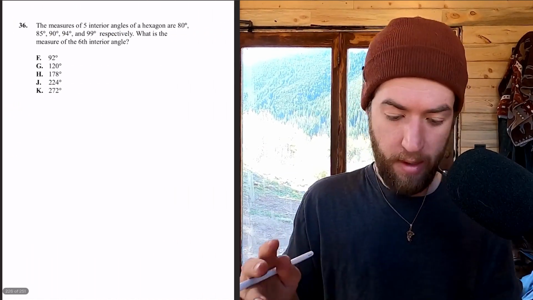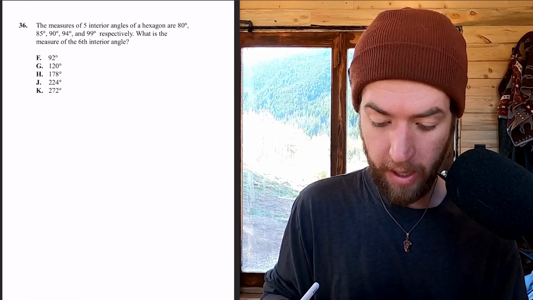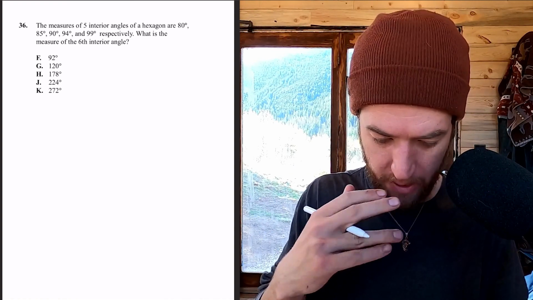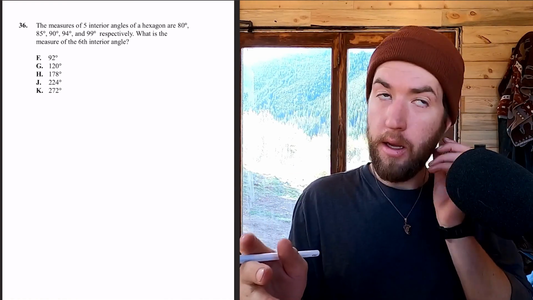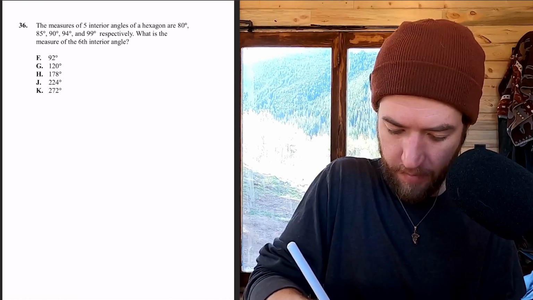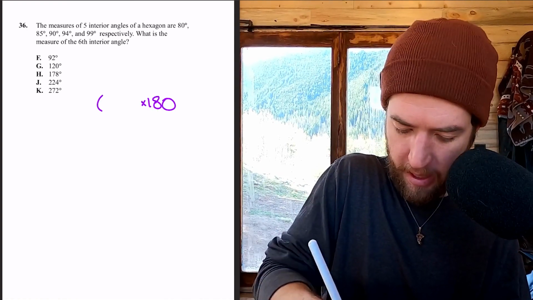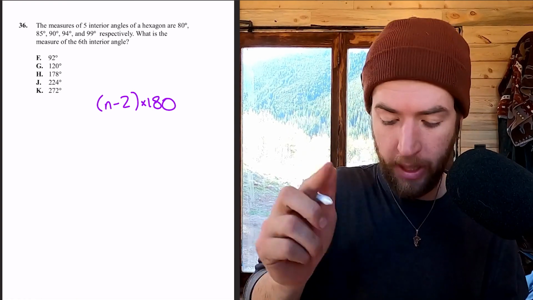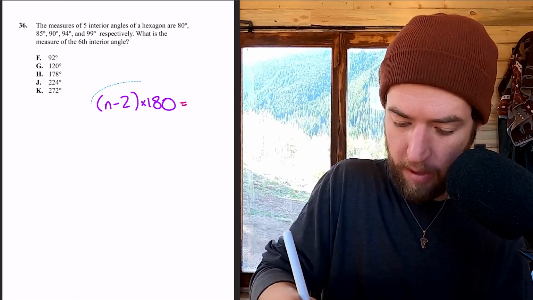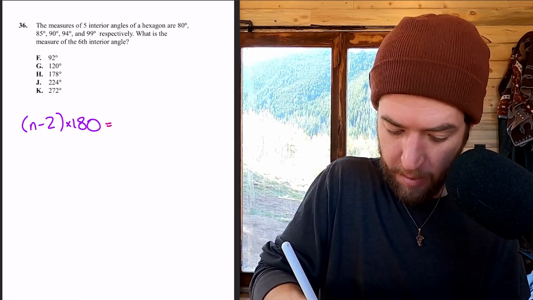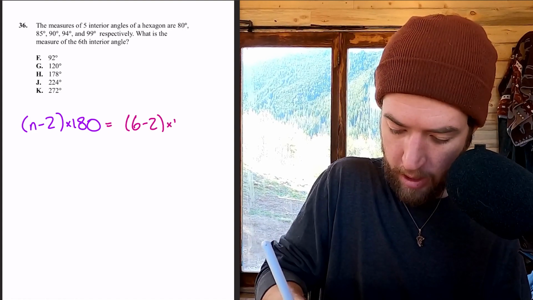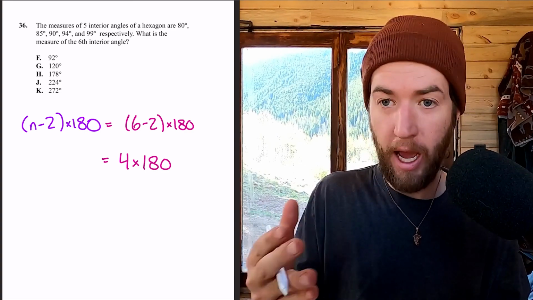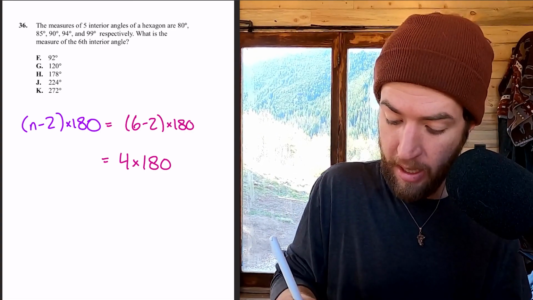Solve it later. All right, the measures of 5 interior angles of a hexagon are those, respectively. So it's not a regular hexagon. That's okay. What is the measure of the 6th interior angle? So the sum, what is it? 180. I think it's n minus 2. I'll check with the triangle. So 3 minus 2 is 1 times 180. So this is our equation for the total sum of interior angles. We have a 6-sided shape here. So we're going to go 6 minus 2 times 180, is 4. It's not really a formula. It's just saying how many triangles make up this shape, basically.